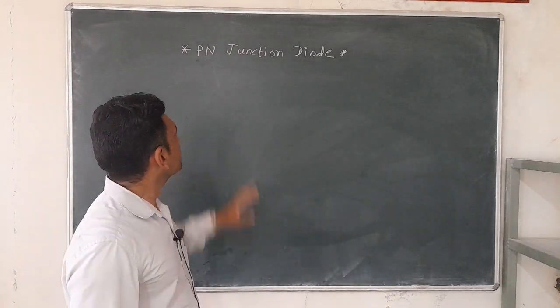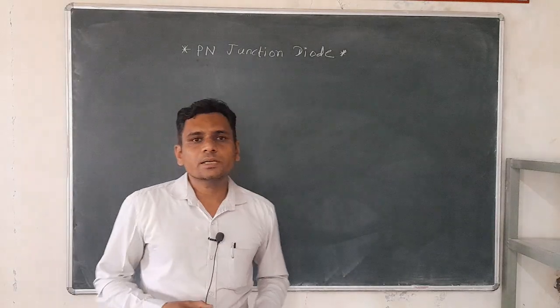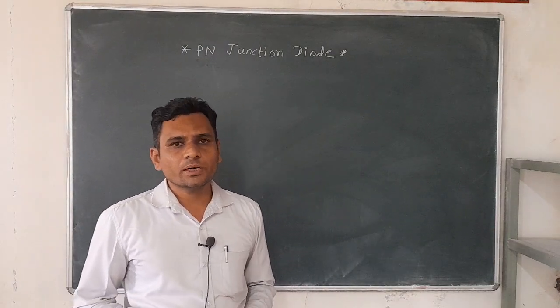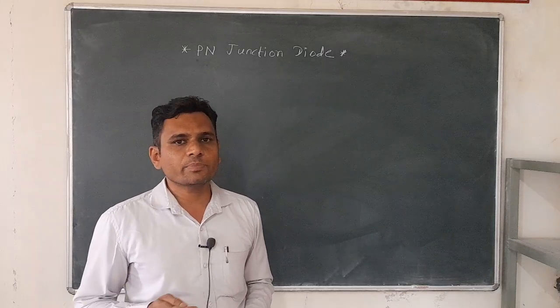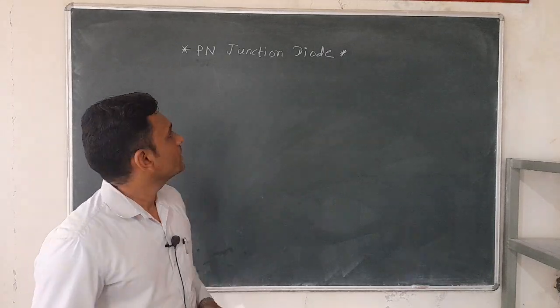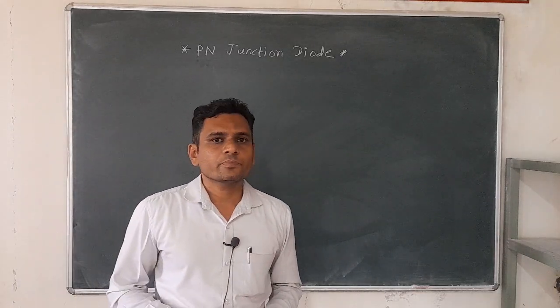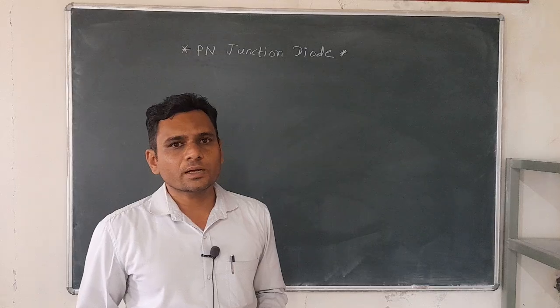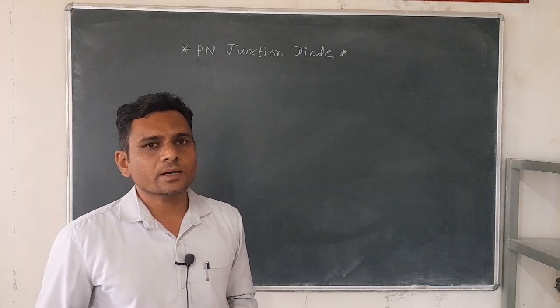Today's topic is the PN junction diode. The PN junction diode is an electronic component which is used in most electronic devices for different applications. This diode has one important property: it transfers current only in one direction and it blocks current in the other direction.